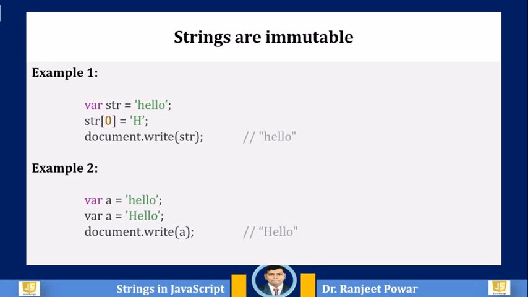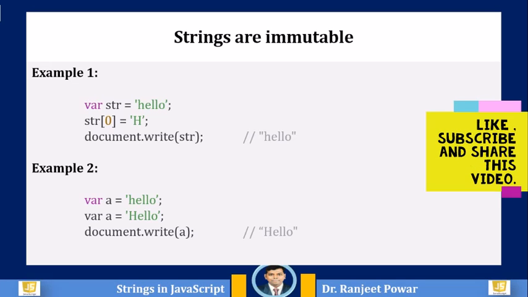In JavaScript, strings are immutable. That means the characters of a string cannot be changed. You can see in the example, the string hello is initialized to the str variable. In the next line of the code, we update the zeroth index character of the str string with a capital H, and when we print the str value, it displays hello with a small h instead of capital H. That means the characters of a string cannot be changed.